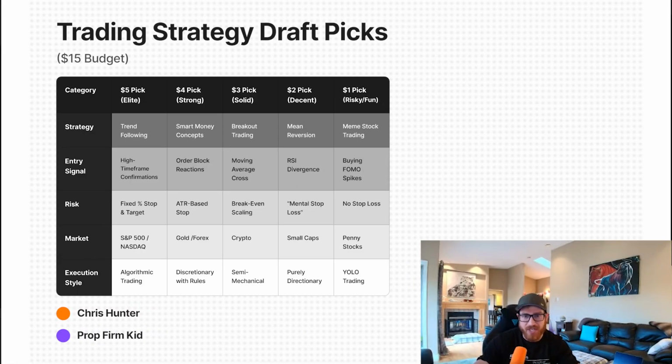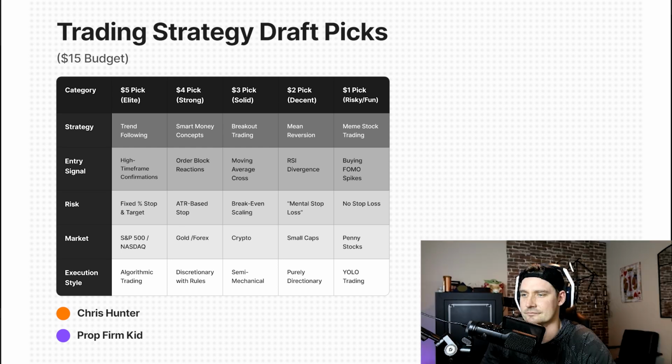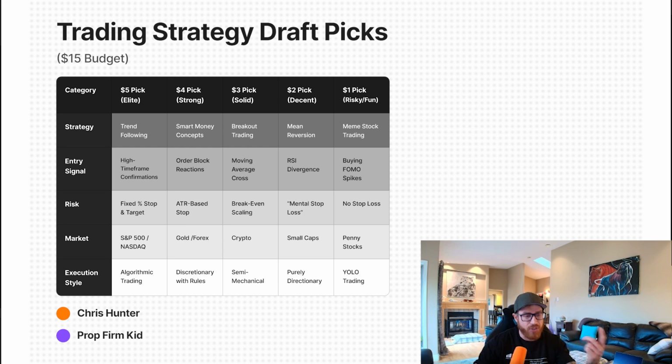Let's pull up another game for us. All right, so this game is going to be slightly different. $15 budget. Okay, and we got our columns here. We got our main strategy, our entry signal, our risk management, and then which markets we're going to be trading. Now we're doing a direct head-to-head battle. We want to pick the best strategy, and then the audience is going to vote who won.